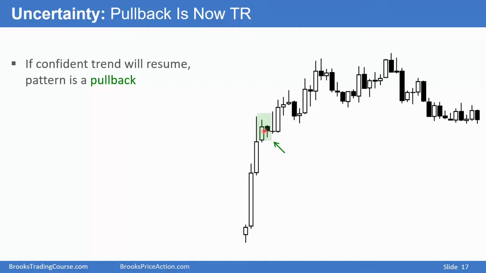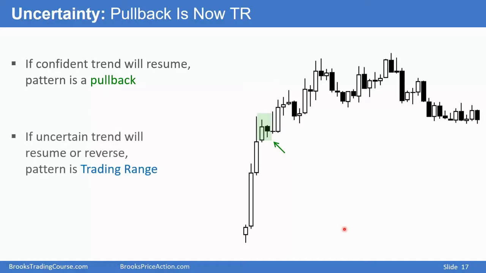When you look at this pullback, you say, wow, those bears are so strong, this reversal is going to succeed. Or do you look at that and say, wow, that's not much by the bears, chances are the trend is going to resume. Obviously, the trend is likely to resume, and therefore this small trading range is a pullback, a bull flag. You're confident that the trend will resume. The odds are very high that it will continue at least a little bit higher.